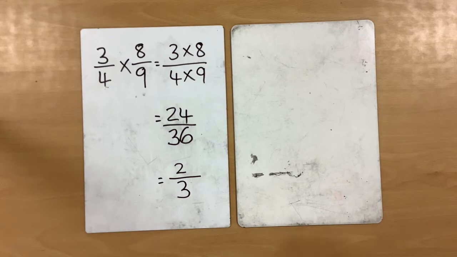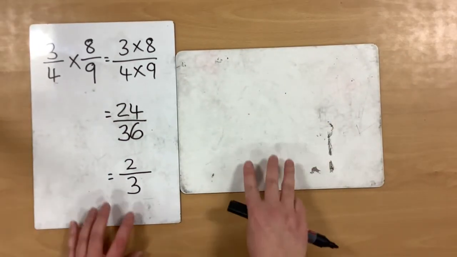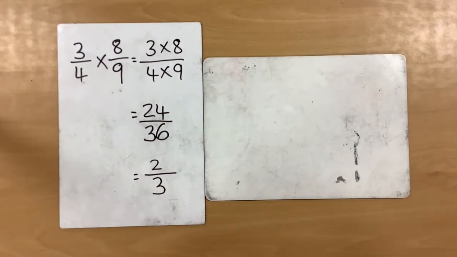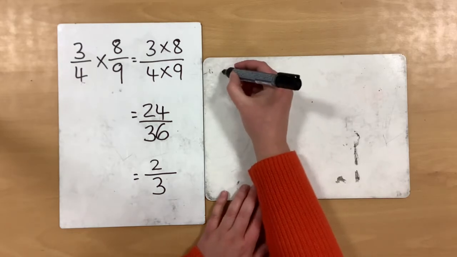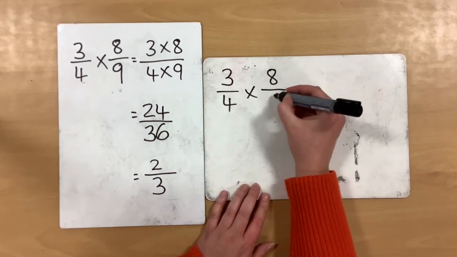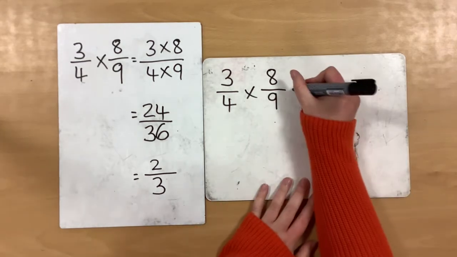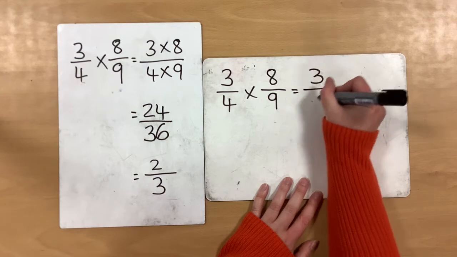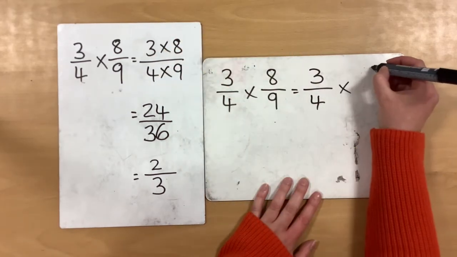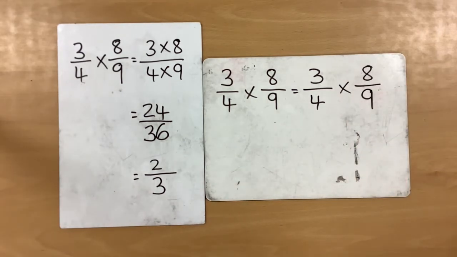Method 2, I'm just going to turn the board this way because we might need a little bit more space. Hopefully you can still see. Let me just double check. There we go. Okay, so I'm still going to do 3/4 multiplied by 8/9. But this time, rather than writing it all as one, okay, I'm still going to write it separate like this. Because what I can do is the multiplication cancelling method.